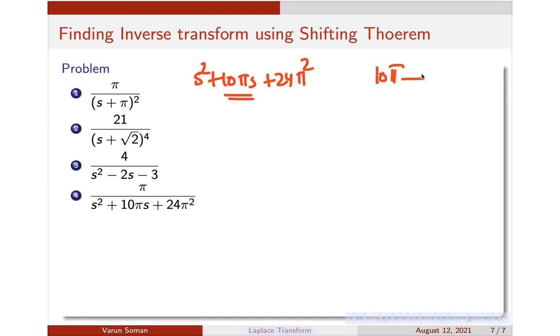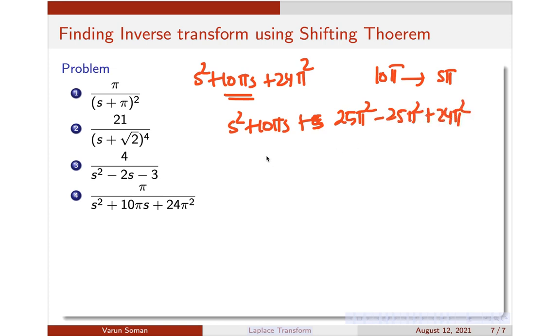I will take its half, which is 5 pi, and add its square onto this function. So it will become s square plus 10 pi s plus 25 pi square. To balance it I have to supply minus 25 pi square plus 24 pi square. So in effect you will get s plus 5 pi the whole square minus pi square. So that is your denominator.